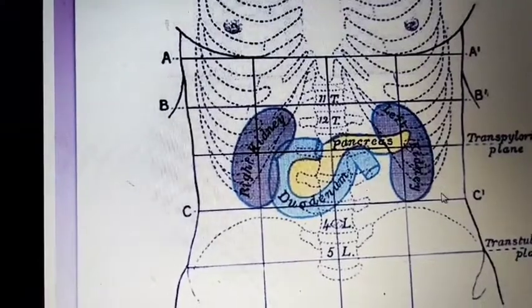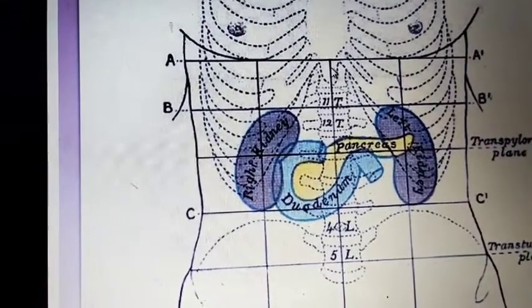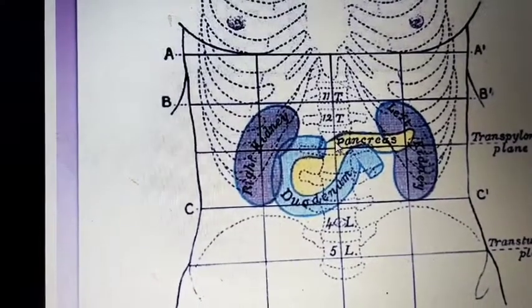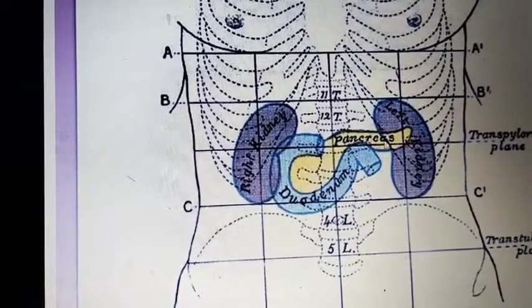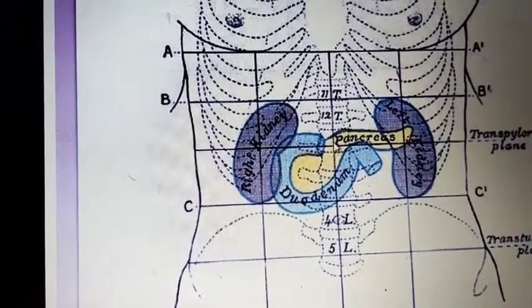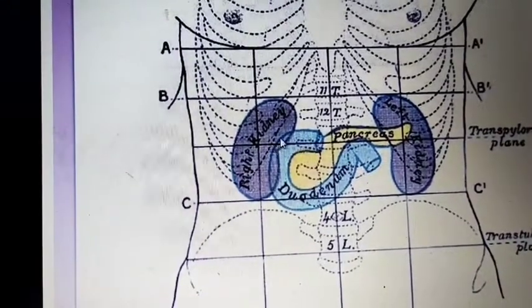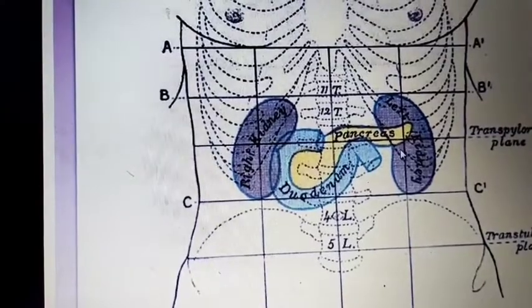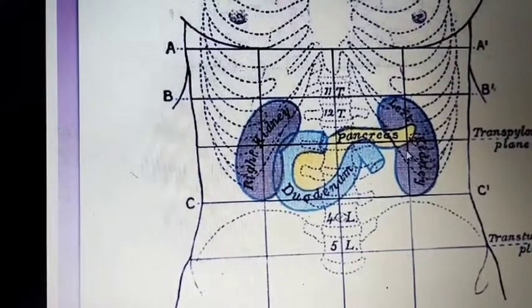This is another horizontal line, and here this is a midline. From there, this is the transpyloric plane. From here, 5 centimeters away, there is the hilum of the kidney, on the lateral side, on the right side and the left side also.